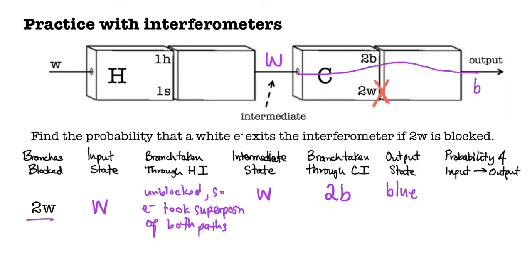But we said before that this intermediate state is white. This white electron 100% of the time is going to try to take the white branch, right? But that branch is blocked. So what is the probability of making it through this system? It's 0%, 100% blockage, because every single electron that comes into the hardness interferometer exits in the white state. It then enters the color interferometer and 100% of the time tries to take 2W, but it's going to be blocked because we blocked that branch. So there's nothing making it to the output.